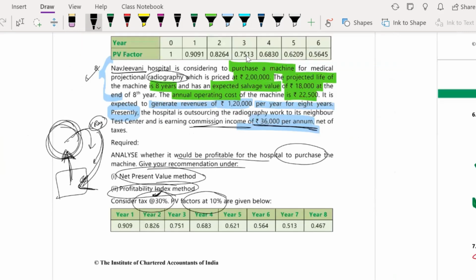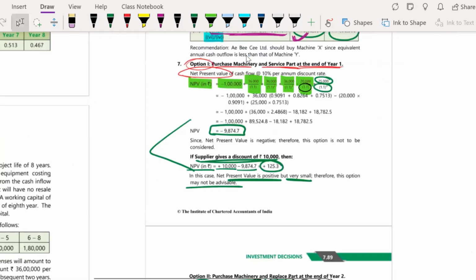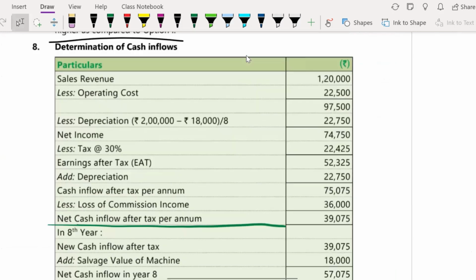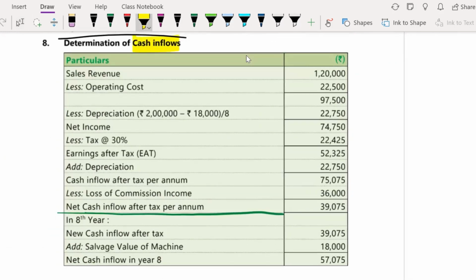Okay, now let's move on to the answer. Here we are first determining the cash inflows per annum. The sales revenue per annum would be 1,20,000. Then you have to spend the operating cost every year of 22,500. So the net will be 97,500.